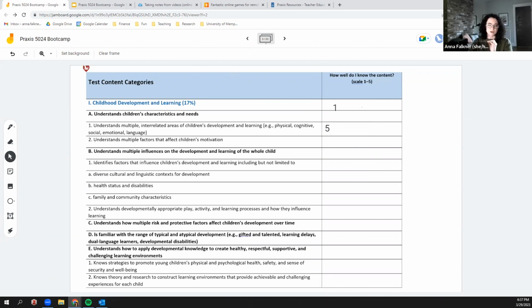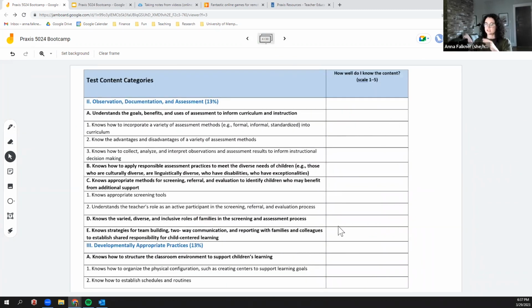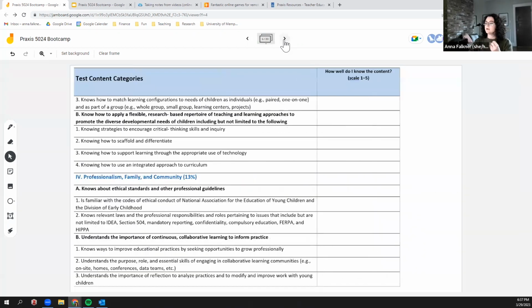So I'll put some music on and I'm going to mute myself to give everybody time. There's a bunch of these slides. So even if you don't have a chance to put your number on all of them, take a look at what's covered here, because that is going to help you plan what you do for your studying.